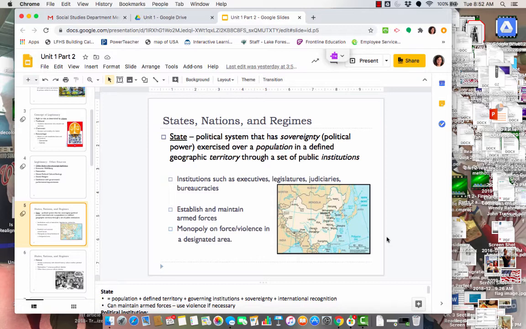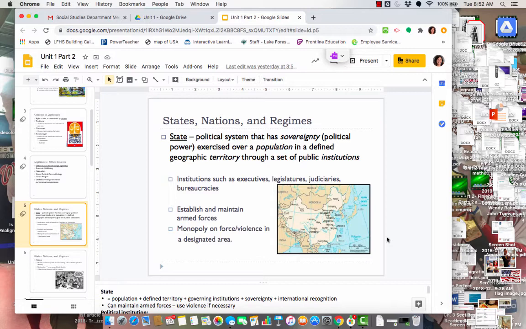What are institutions? Executives, legislatures, judiciaries, and the bureaucracy. What's a bureaucracy? A bureaucracy are people that carry out laws. A bureaucracy is a part of the executive branch. And then whenever the legislative branch makes laws, the bureaucracy carries out those laws. This would be like the post office, the Social Security office, Department of Health and Human Services, things like that. A state also establishes and maintains armed forces, and another definition of a state is that a state has a monopoly on forced violence in a designated area.